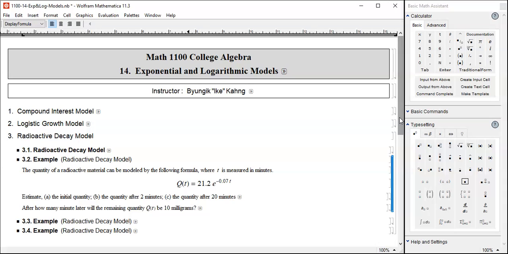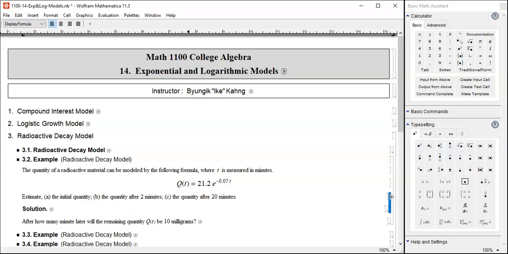The quantity of a radioactive material can be modeled by the following formula. This time we are using the exponential decay model with natural exponent t. Estimate the initial quantity, the quantity after 2 minutes, and the quantity after 20 minutes. Just plug in t equals 0, 2, and 20 and run your calculator.